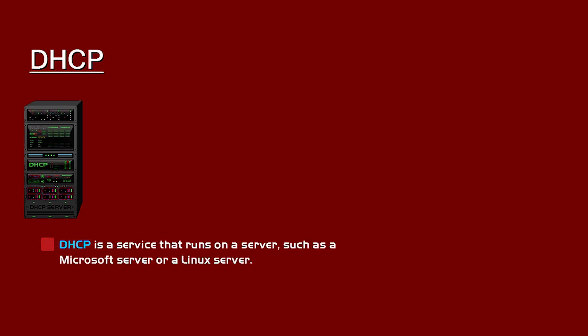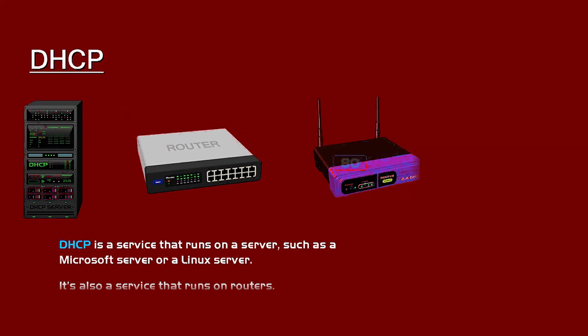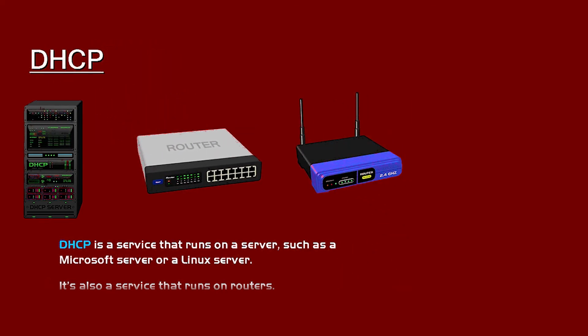Now, one final thing to note about DHCP is that DHCP is a service that runs on a server. For example, this could be a Microsoft server or a Linux server. But it's also a service that runs on many routers also, whether the router is a business router or a small office, home office router. These routers will have a DHCP service built into them.